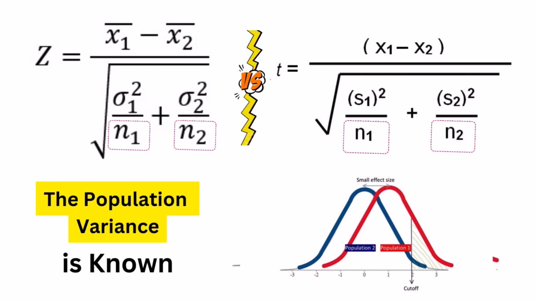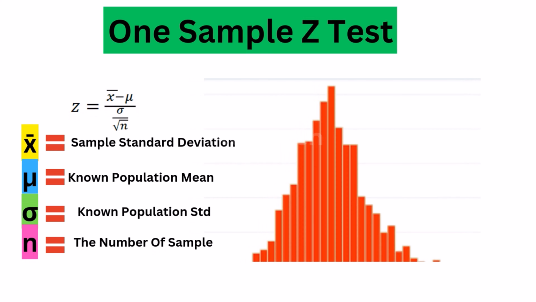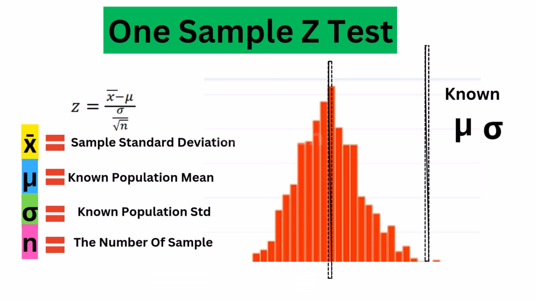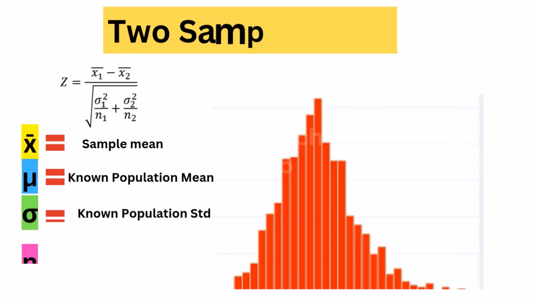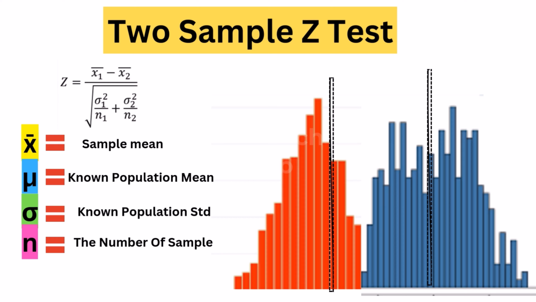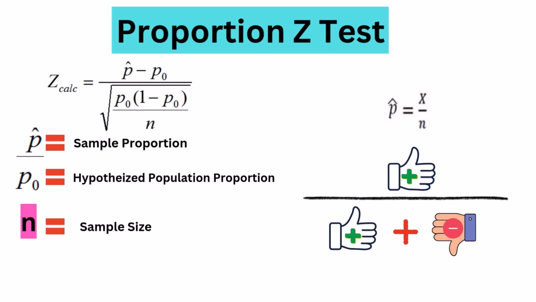Let's also talk briefly about the different types of z-tests you might encounter. First of all, we have the one-sample z-test, which is used when comparing the mean of a sample to a known population mean, same as in the t-test, but this time you know the population variance. Then we have the two-sample z-test, used to compare the means of two different groups, again when the population variances are known. And finally we have the proportion z-test, which is particularly useful for testing proportions.